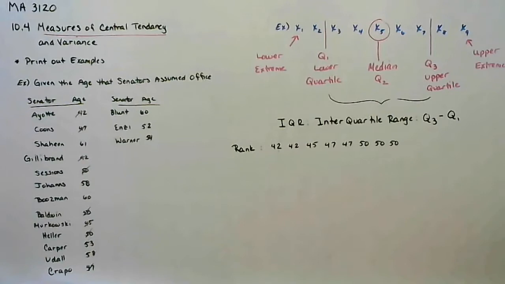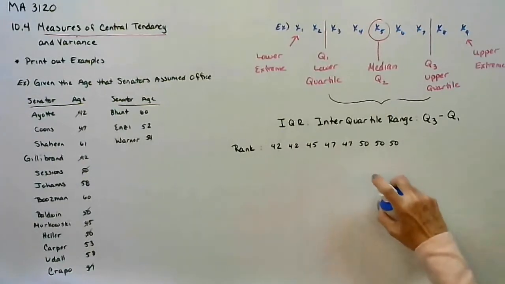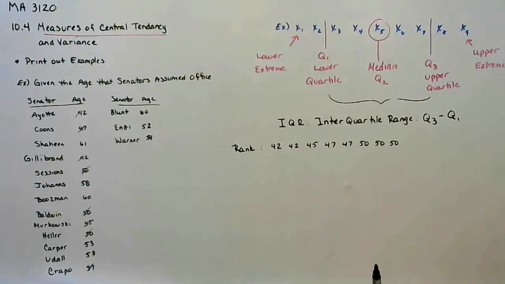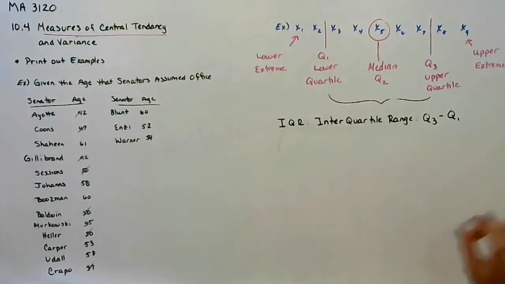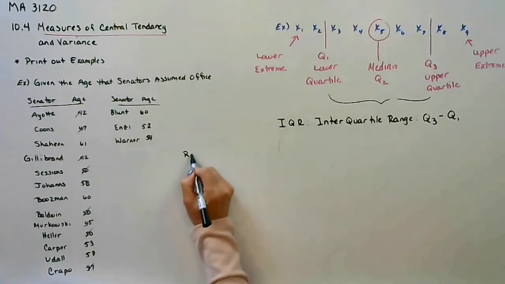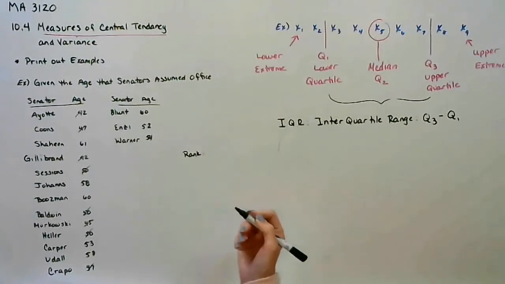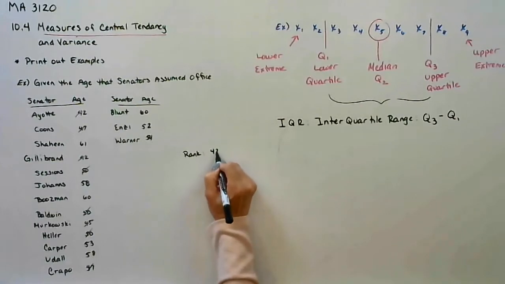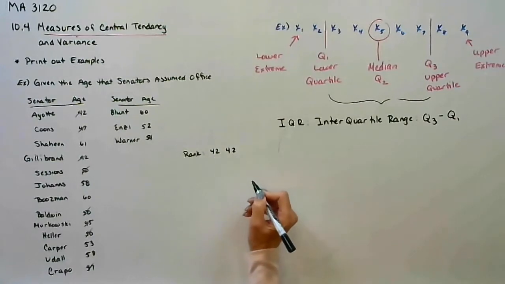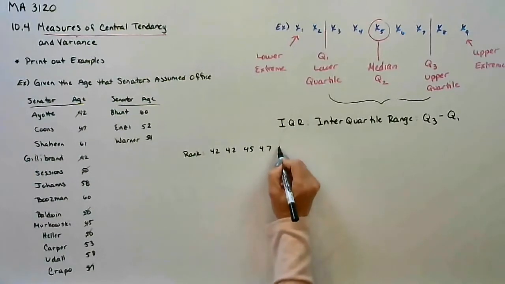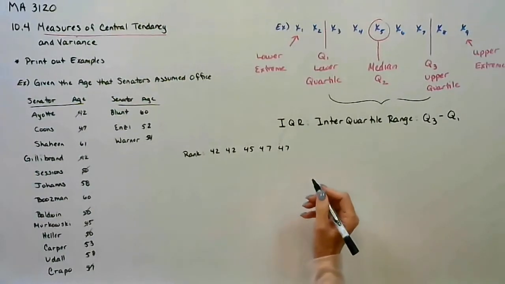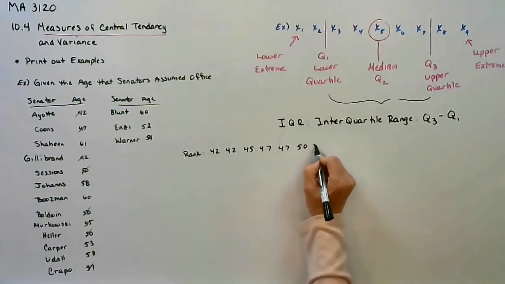I think I may run out of room. I may have to erase this and start. I'm going to move these over. So while you keep putting those in order, I'm just going to move my data over so I don't run out of room. I just didn't plan well. So I'm going to start over here so I have a little bit more room. So where did we leave off? We had a 42, 45, 47, 47, 3 50-year-olds. I think that's where we left off.